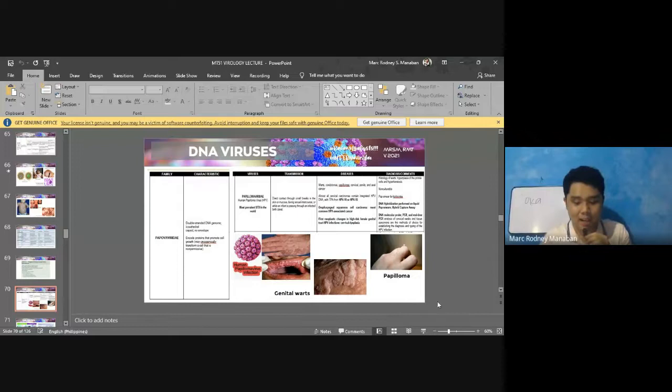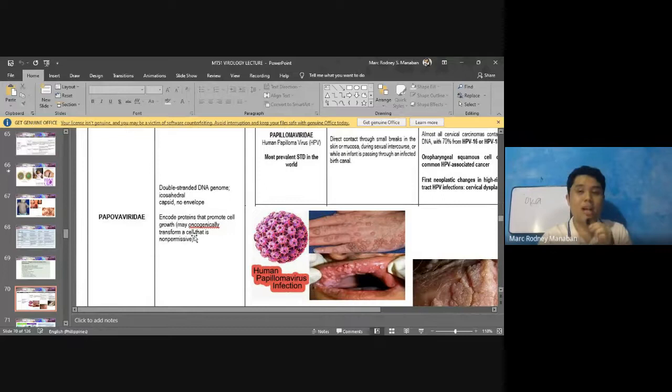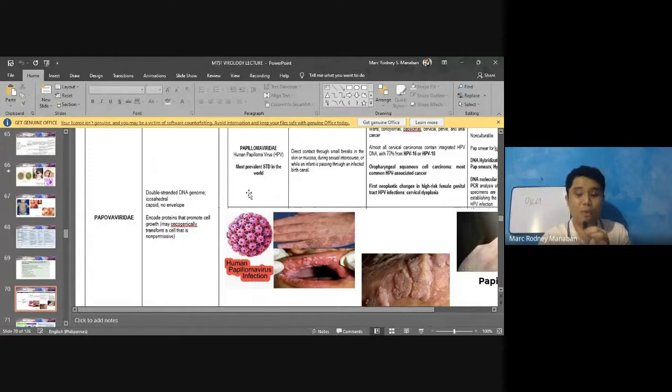Ayan. Papovaviridae. Double-stranded DNA. Wala gapon siya yung envelope. Alright? And the very important thing lang here, especially sa papilloma, is its ability to cause cancer pa rin. So this is the fourth oncogenic virus, your Papillomaviridae, your human papillomavirus. And according to Bailey, alright, and other resources, it's also known as the most prevalent STD in the world, all right?